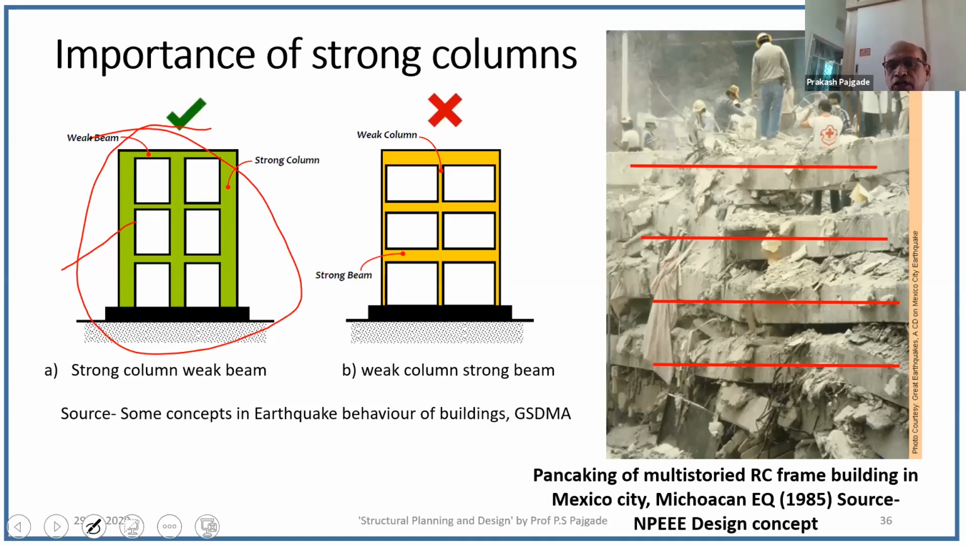We can see here an example from the 1985 Mexico earthquake. Definitely it was a weak column. Now the columns are not at all visible; all slabs and all columns are crushed. Now you can imagine the situation. What will be the plight of the persons who were occupying this particular building? So we should not take any chance regarding the dimensions of structural elements such as columns and structural walls, etc.